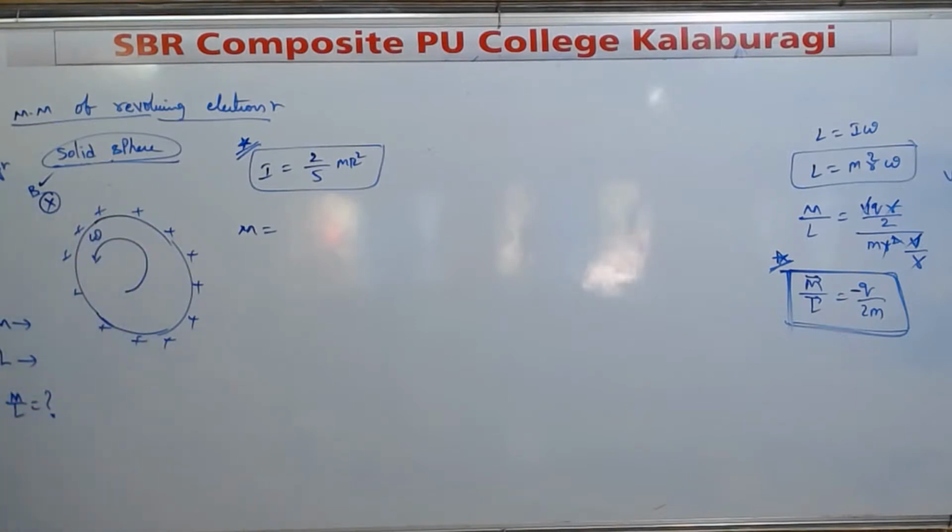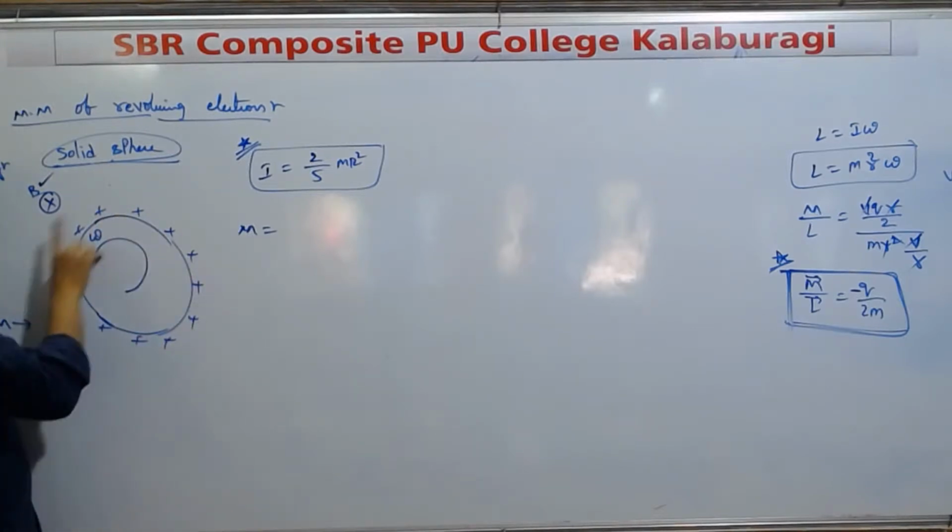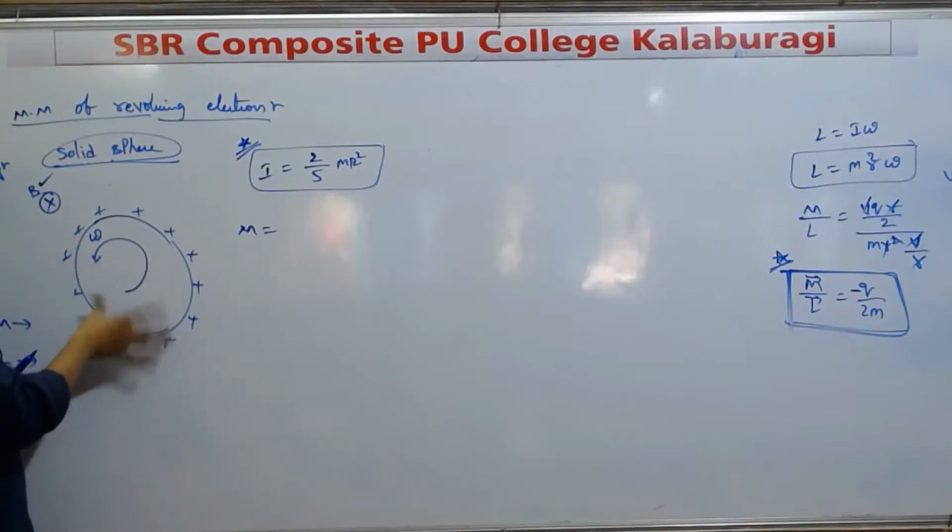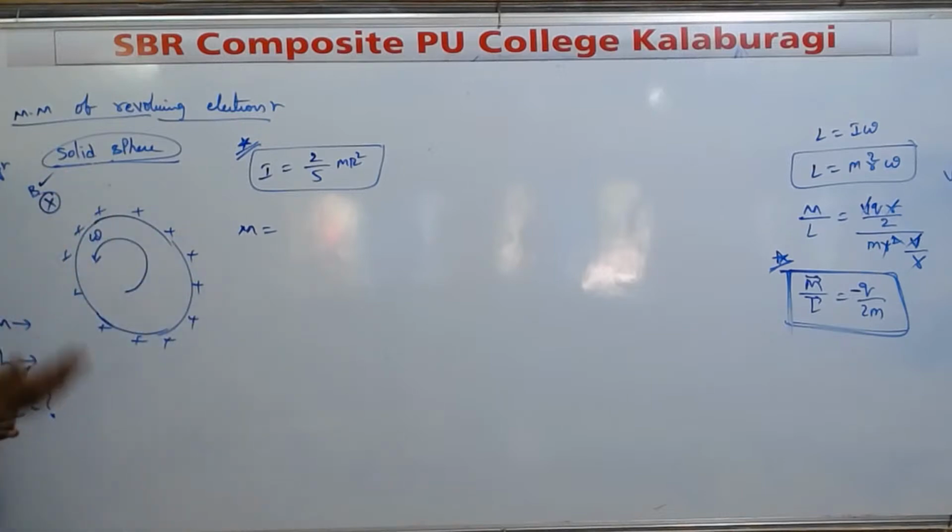Charges also will rotate or not? The charges will rotate, current will come or not? Yes. Happy with the point? Is that okay? So I place the charges on the solid sphere and I am trying to rotate like this. If I try to rotate, what will happen? Charges also will rotate. The charges will rotate, current will be there.